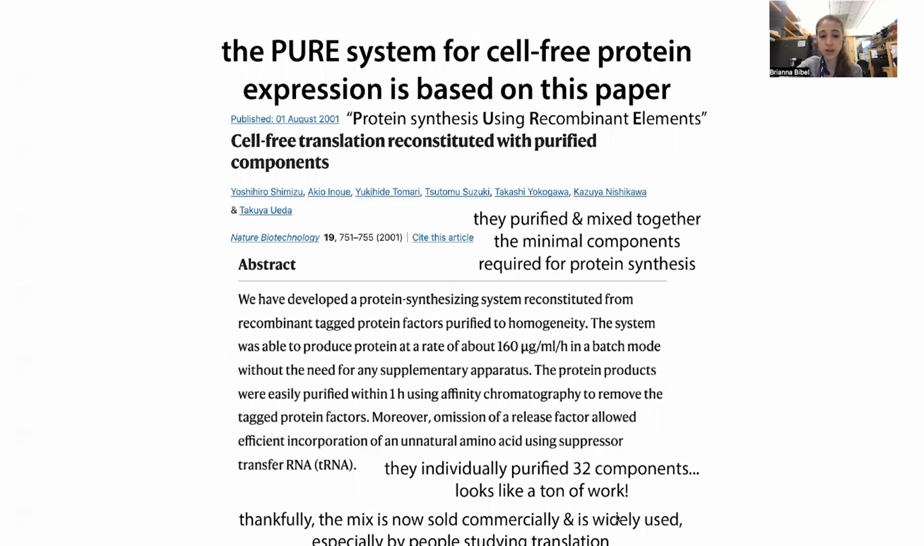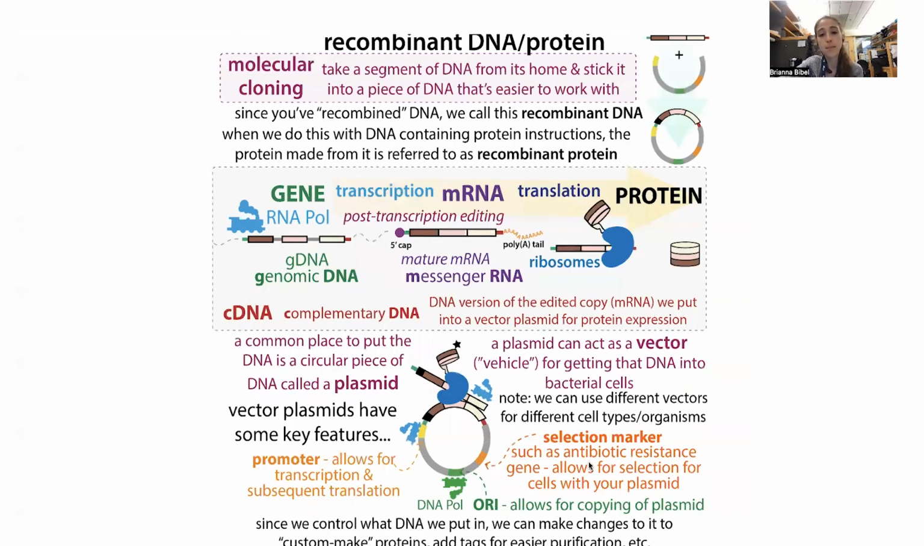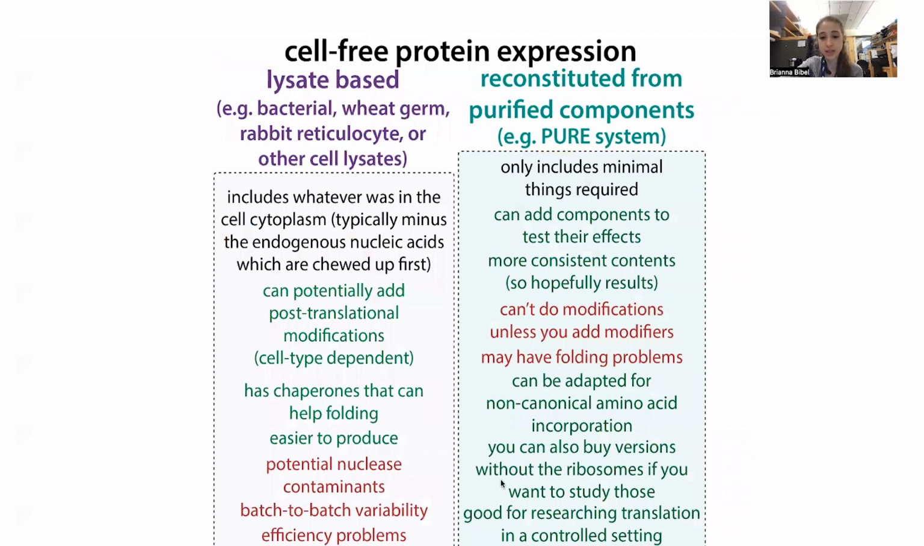So this group took a lot of work. They had to purify 32 components individually. But when you have this, then you can do things like use non-canonical amino acid incorporation, so you can have them introduce modified protein letters and things. And you can hopefully get more consistent results because the contents are more consistent and various things like that.